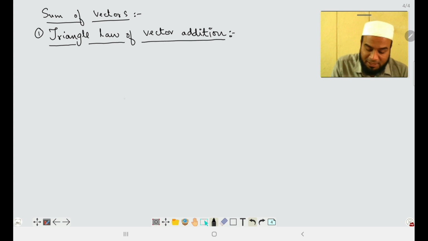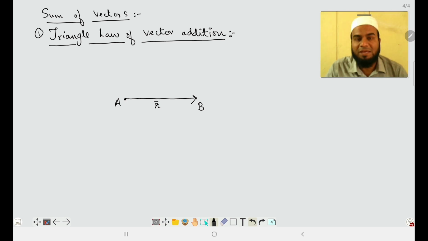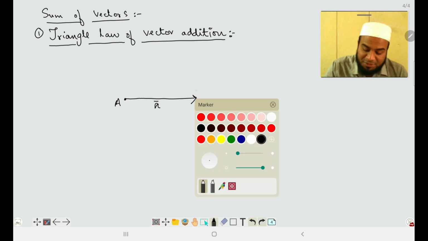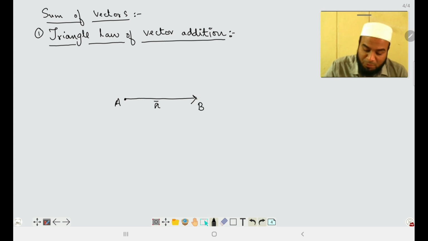Suppose a person is traveling from point A to point B in this direction. This is denoted by the vector A bar. We can denote the vectors by AB bar or A bar. Then from point B, suppose that person travels to some other point C in this direction, right?